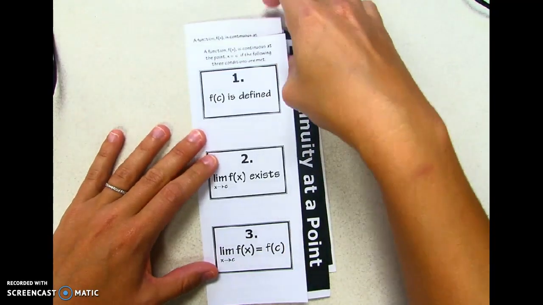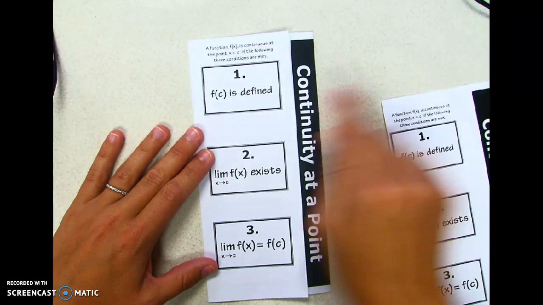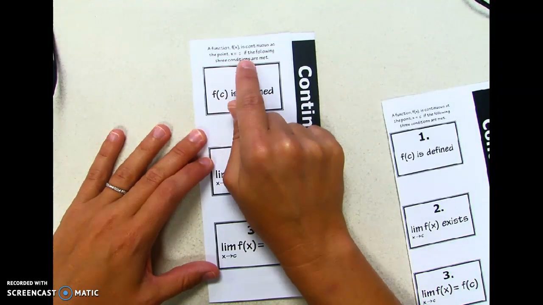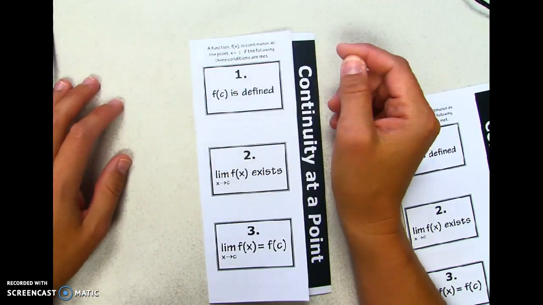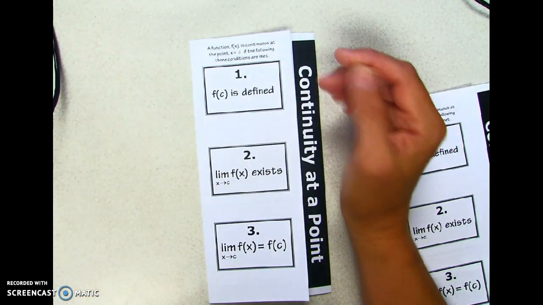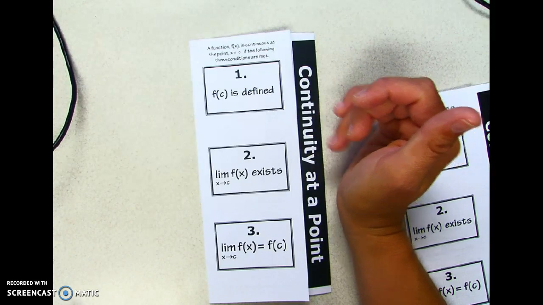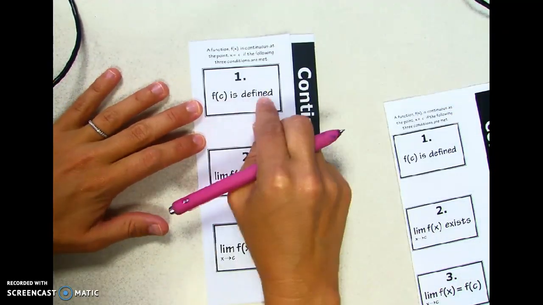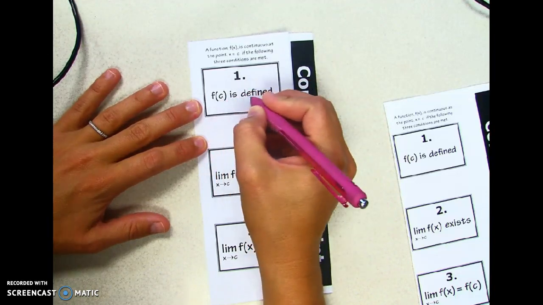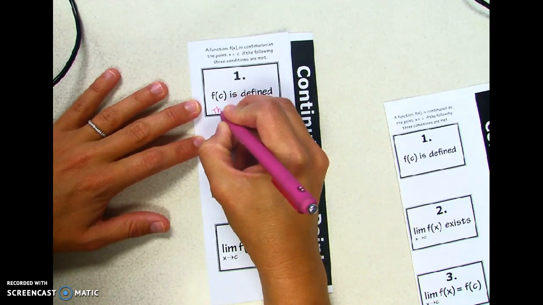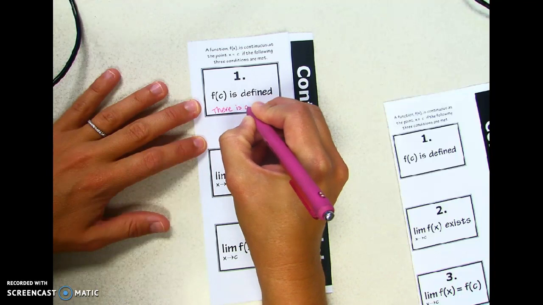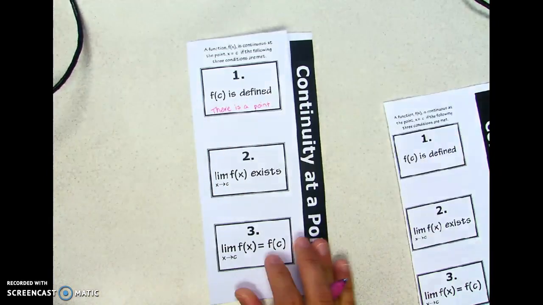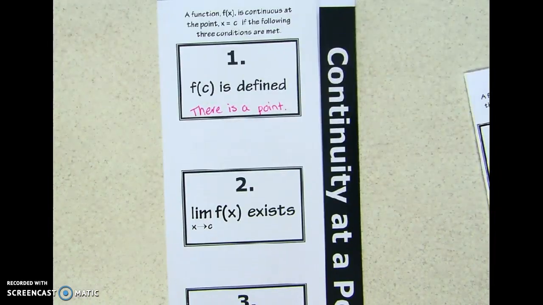So the definition of continuity is that a function f of x is continuous at the point x equals c, where c would be a number, if the following 3 conditions are met. So all 3 have to be true. F of c is defined, and you need to be able to write it like that, or you could say f of c exists, but what that means in your head is there is a point. Instead of a hole, there's a point. Let me zoom in a little bit.